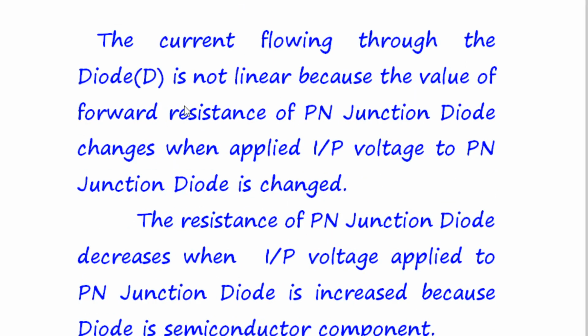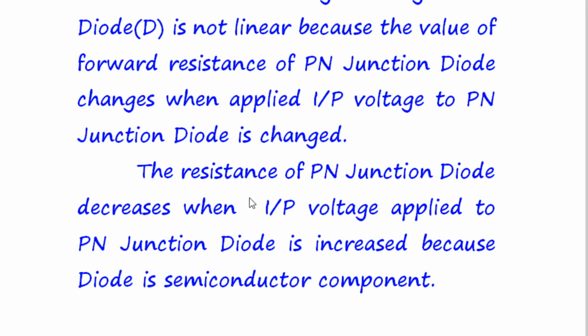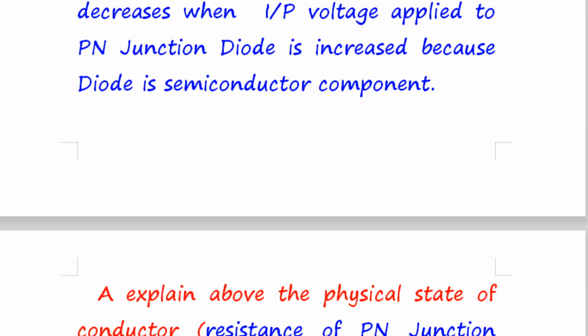Now, this paragraph will tell you everything. The current flowing through the diode is not linear because the value of the forward resistance of the PN junction diode changes when the applied input voltage to the PN junction diode is changed. The resistance of the PN junction diode decreases when the input voltage applied is increased, because the diode is a semiconductor component.